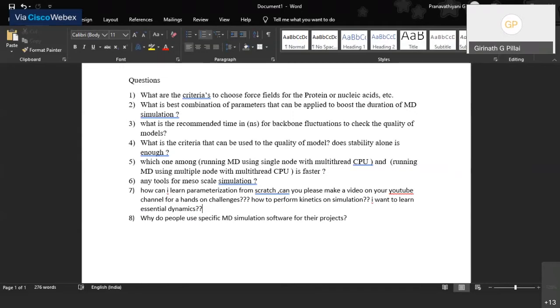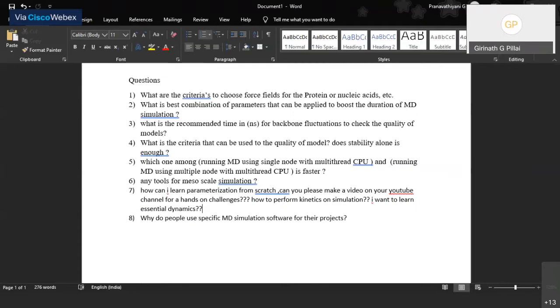Any tools for mesoscale simulation? Yes, there are continuum solvation models, SAFT, UNIFAC, then COSMOtherm. COSMOtherm is paid, unfortunately, but others are free, so you can do that, and a few others are also there.